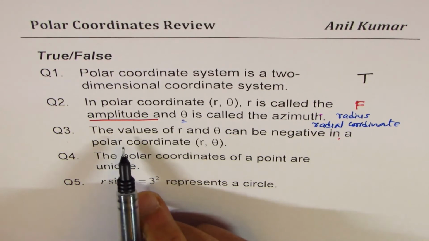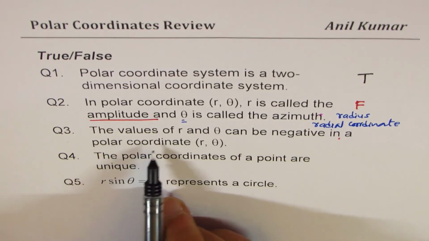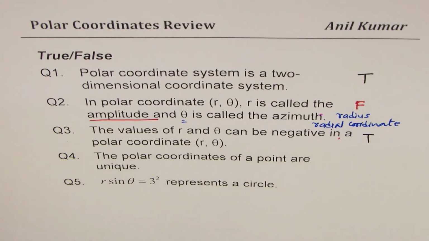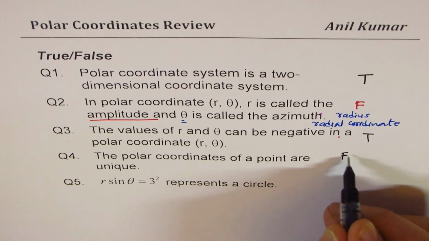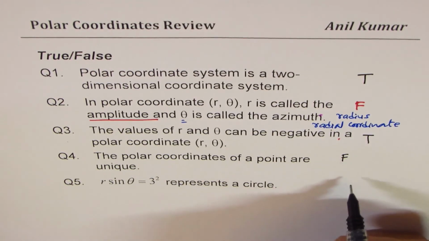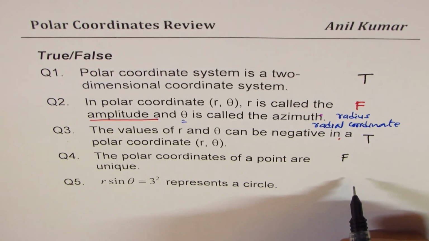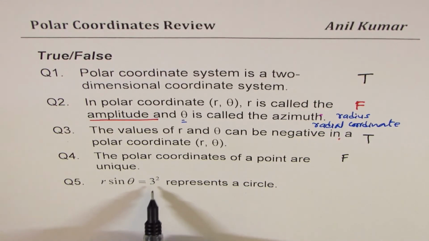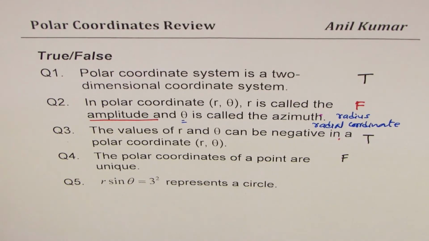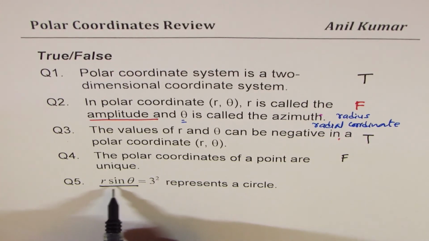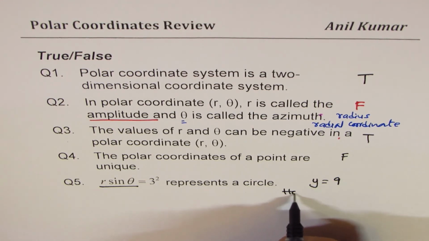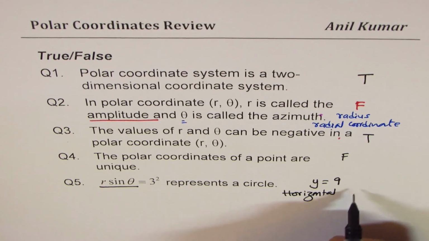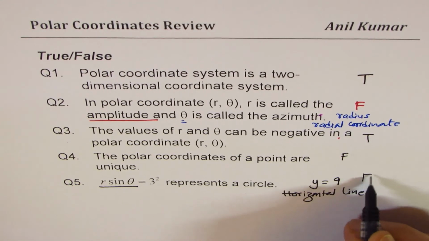Question number 3. The value of r and theta can be negative in a polar coordinate. Yes, that is true. We saw so many examples. Question 4. The polar coordinates of a point are unique. False. There are so many different ways of writing it, since we can add and subtract integral multiples of 2 pi or 360 degrees. r sine theta equals 3 square represents a circle. What do you think? r sine theta is y, right? So it is y equals 3 square, which is 9, and that is actually a horizontal line, not a circle. So this statement is again false, correct?